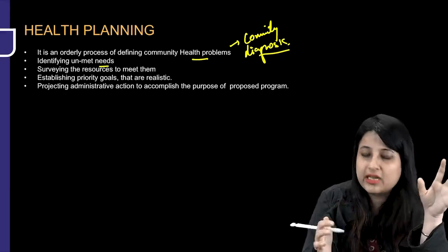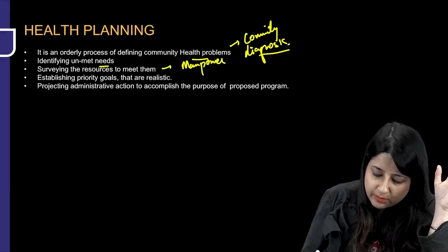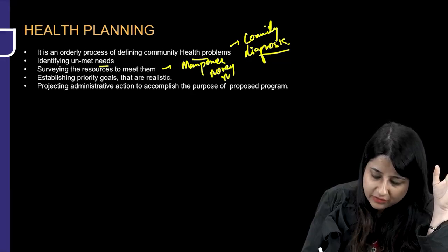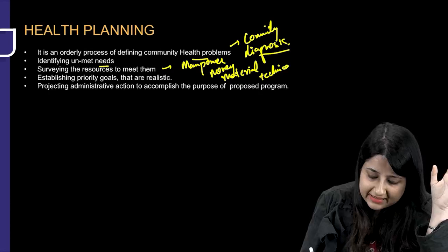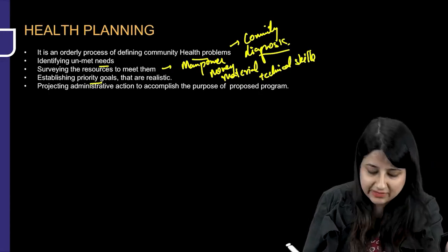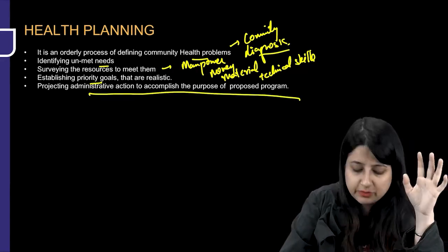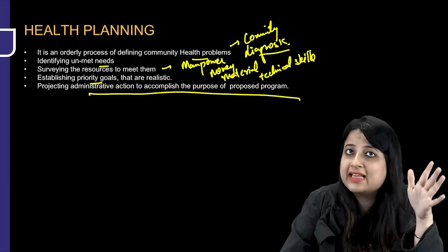Okay, and then survey all our resources. What were the resources? As we have done in the main lecture also, manpower, money and material. Do we have manpower, money, material as well as technical skills? So we have to do that, and then establish priority goals that are realistic, project administrative actions to accomplish the purpose of the proposed program. So that is what is health planning.